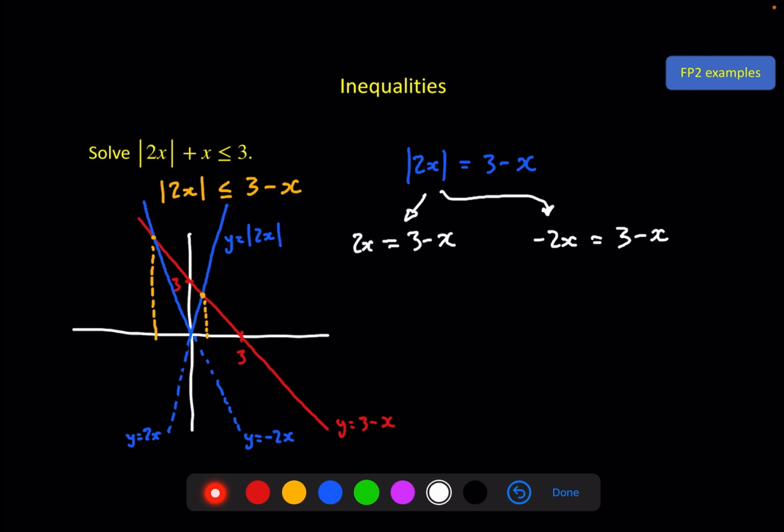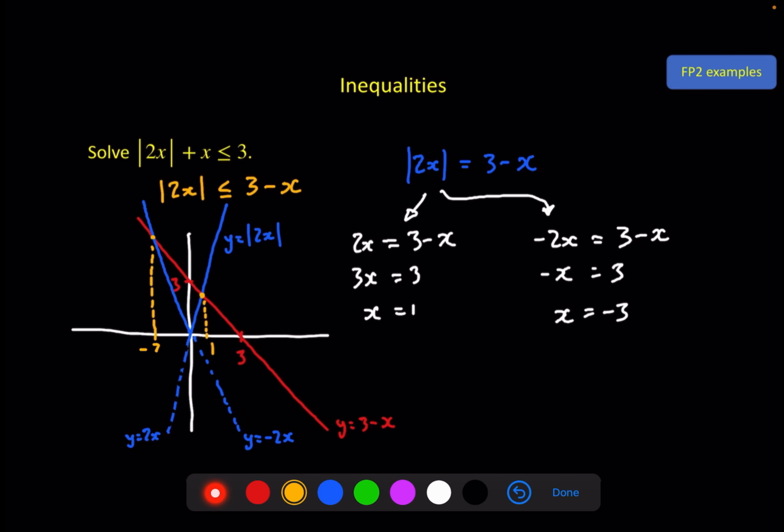Solving both of these as before, this is quite an easy one. X is equal to 1, that must be the positive one here. And here we get minus x is equal to 3 minus 3, and that must be this one here. So our two results, we've got minus 3 from the negative version and plus 1 from the positive version. And the question is, when is this modulus graph in blue less than or equal to the graph in red?